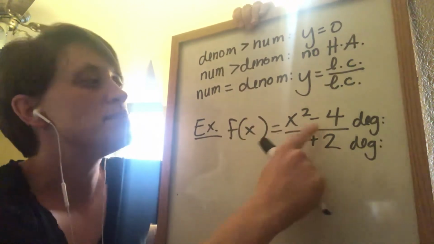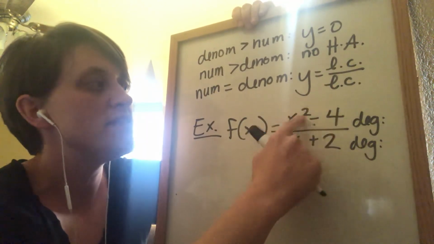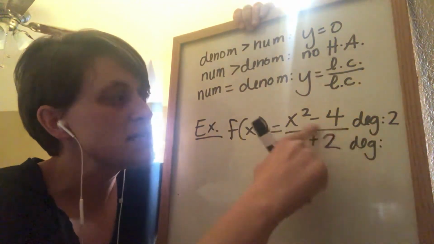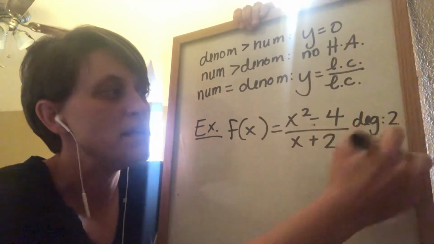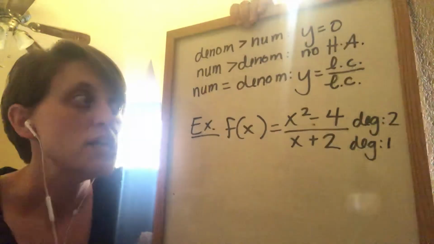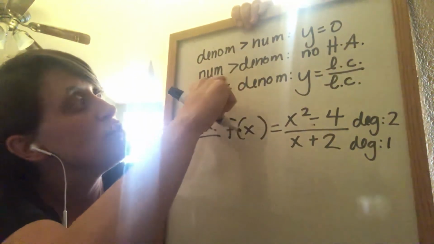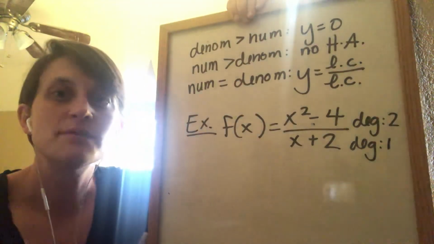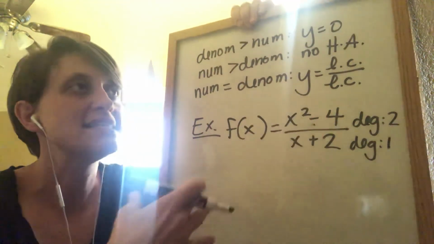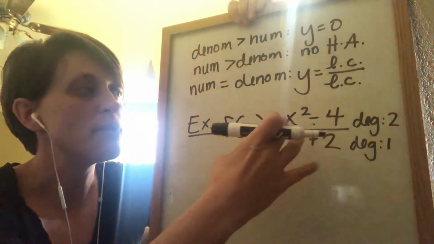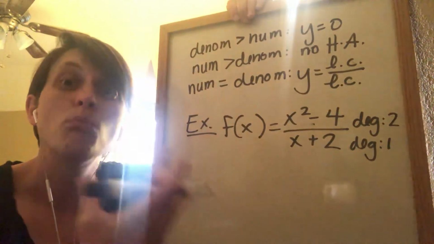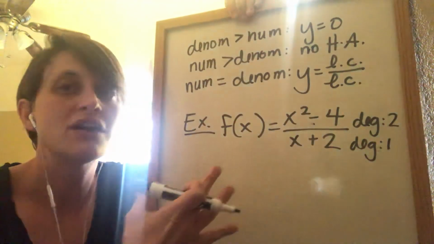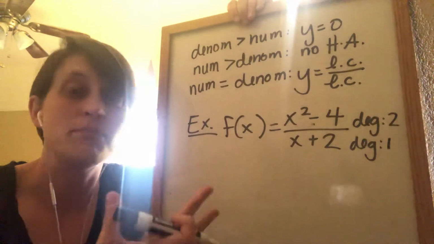Okay, so we're looking at the biggest exponent on the variable, and in this case that would be 2. Biggest exponent on the variable, in this case that would be 1. Okay, so this time we're in the position where the degree of the numerator is greater than the degree of the denominator. So what's going to happen is that as x gets very, very big, this numerator is going to get very big much more quickly than the denominator will. So overall, this function's never going to approach anything. It's just going to get bigger and bigger and bigger.